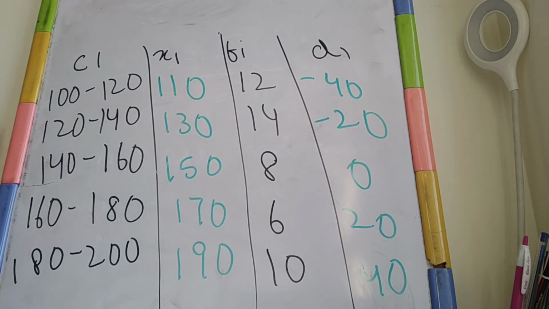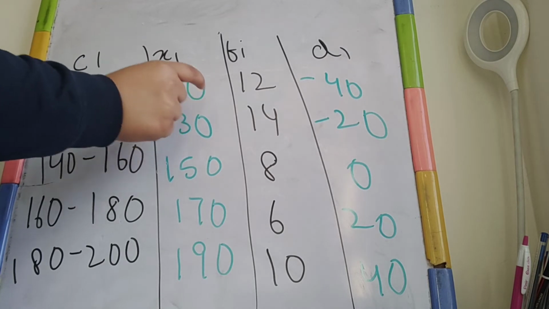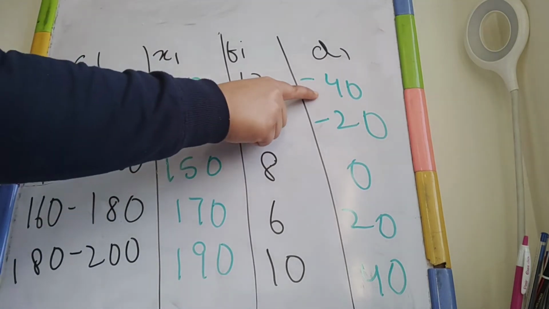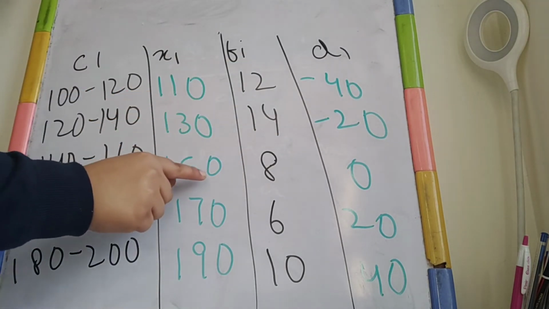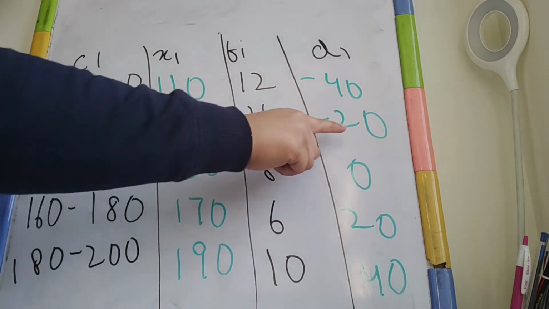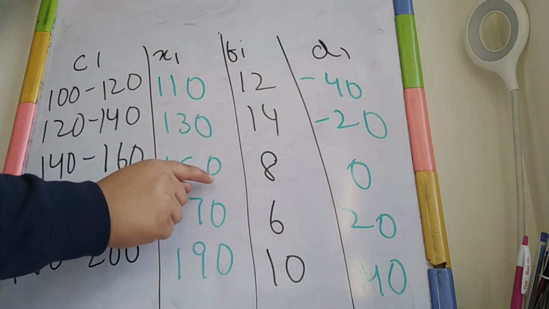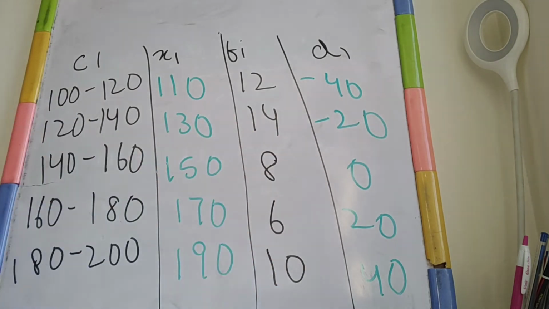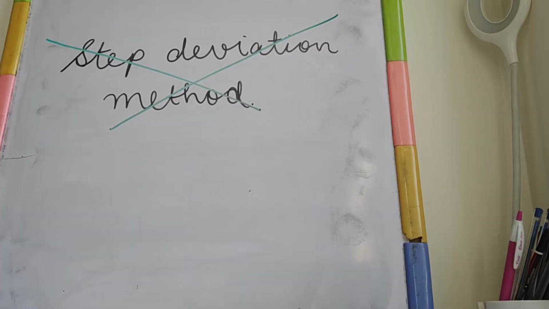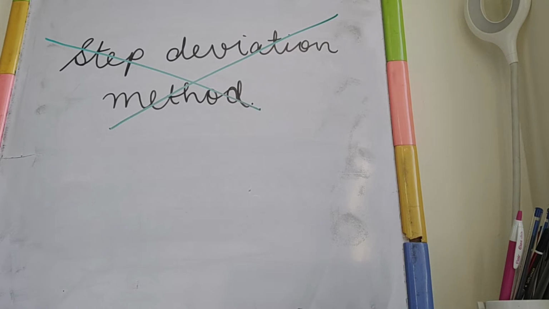Now we will calculate di. Di was xi minus A. So 110 minus 150 would give you minus 40. Now 130 minus 150 would give you minus 20. 150 minus 150 would give you 0 and so on. So when we put it into the formula, we will get the answer. Guys, there was one more method known as the step deviation method, but in the year 2020, this has been scrapped by the CBSE. So we will not do this. With this, we complete the mean.